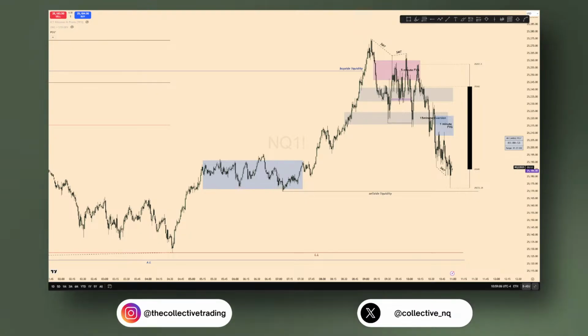YM's in its 1-minute gap aligned with the change in state, so I want to see us dump off of that.